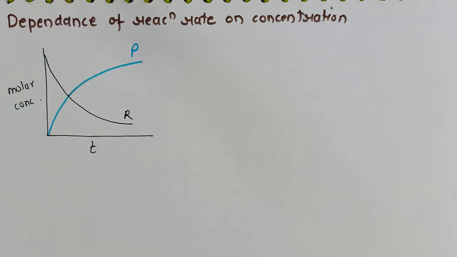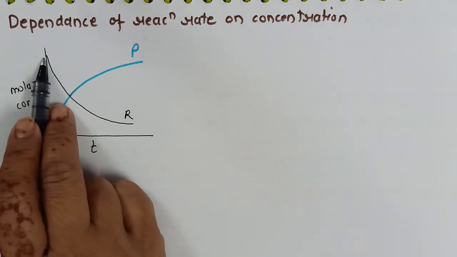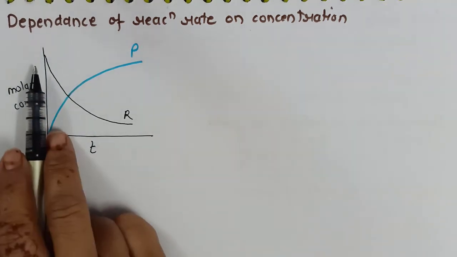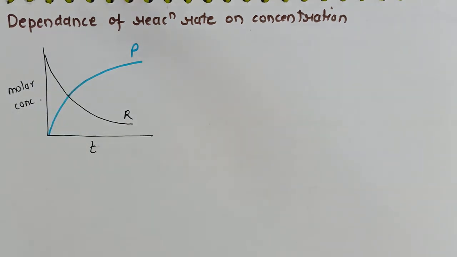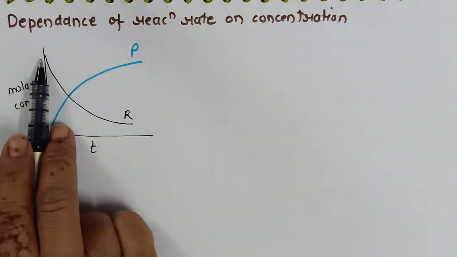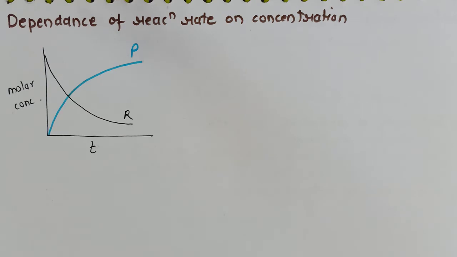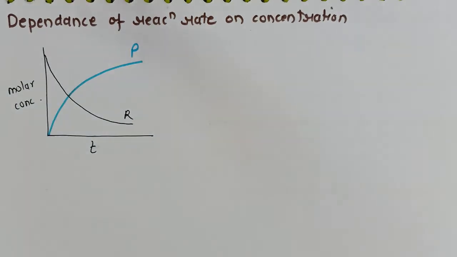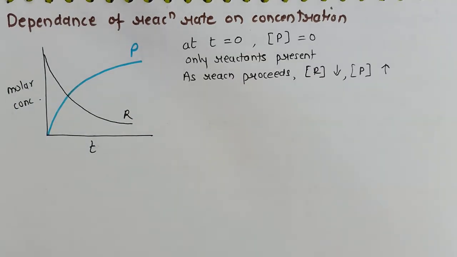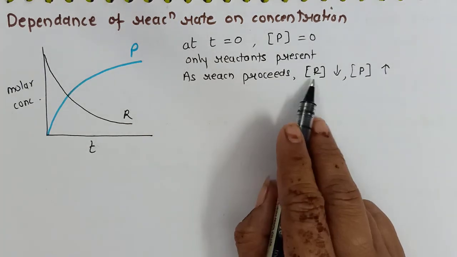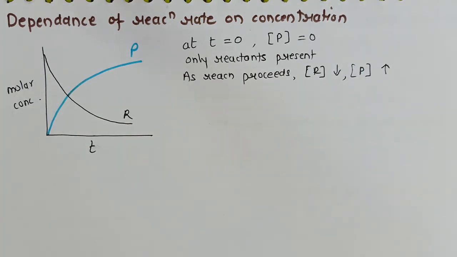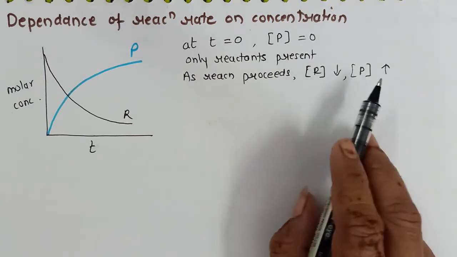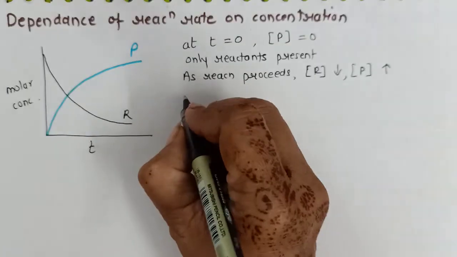Now when we look at the figure, we can indicate two things. In the beginning, when the time is 0, the reaction has not started. At that time, the concentration of reactant is complete, whereas the concentration of the product is 0. But as the reaction progresses, the concentration of the reactant decreases, while the concentration of the product increases. The change in concentration of reactants and products takes place very rapidly.